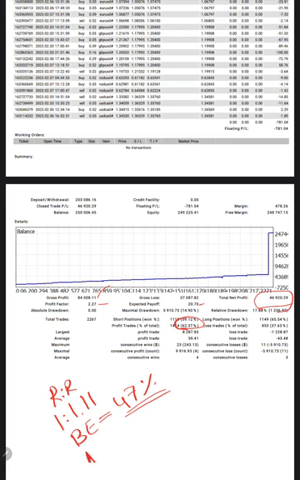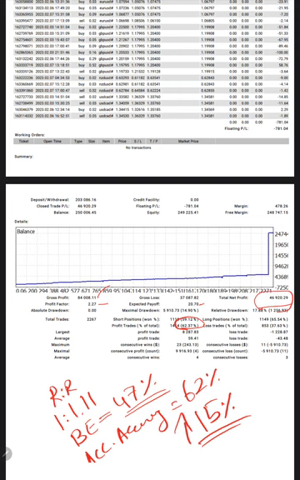Here is the actual accuracy, which is 62%. So we are more than what is required. You are up by more than 15% over what is required. This is the required and this is the actual, and we are up by more than what is required. So this is one of our successful strategies.